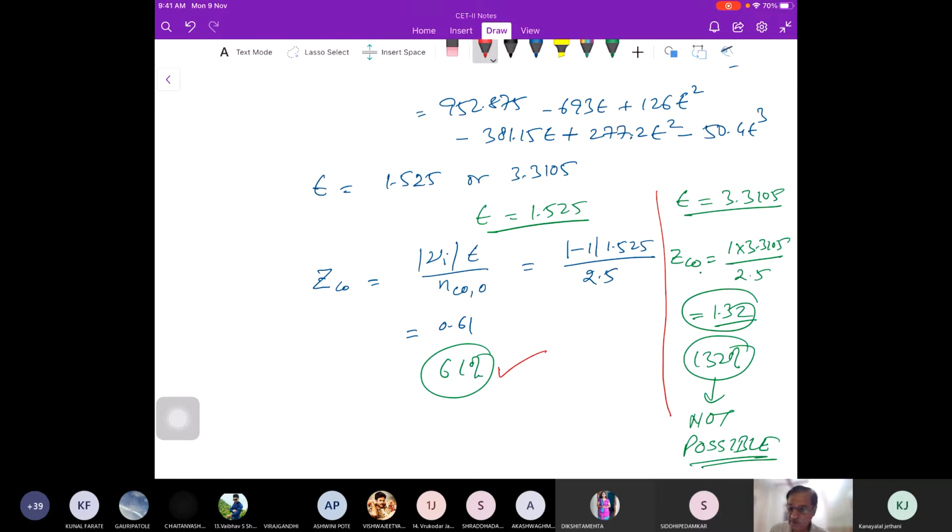ठीक है, समझ में आया लोगों को? Any questions? How to select the appropriate value of epsilon? Epsilon can be anything depending on the basis. Basis change होगा तो epsilon value change होगा. So less than 1 epsilon value जो rule मैंने बताया था, that is not correct. It depends on the basis. ठीक है, any questions, doubts? Okay, if there are no questions, then we proceed to the next topic.